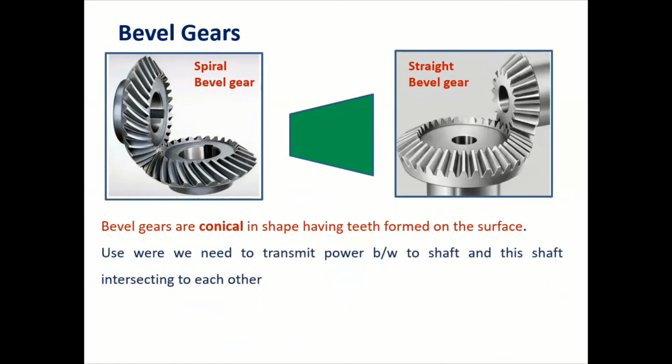which is used where we need to transmit power between two shafts, and these shafts intersect each other. It means you can see the axis of one gear and the axis of the other gear both intersect with each other, and we can transmit the power at 90 degrees. So that is the basic application of the bevel gear. They are not desirable for high speed reduction. As per the limit, only 5:1 at the maximum reduction will take place in the bevel gear.